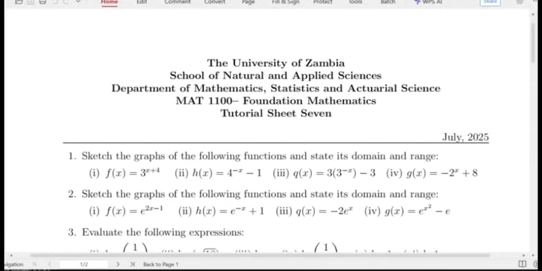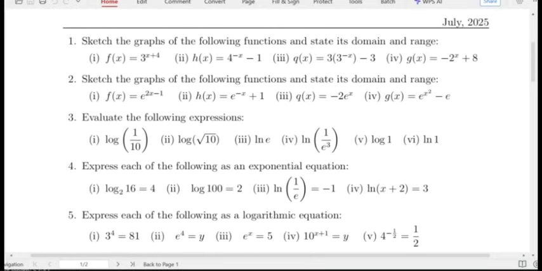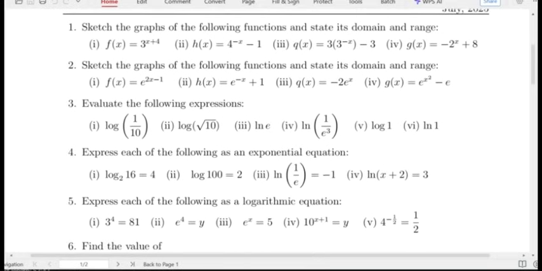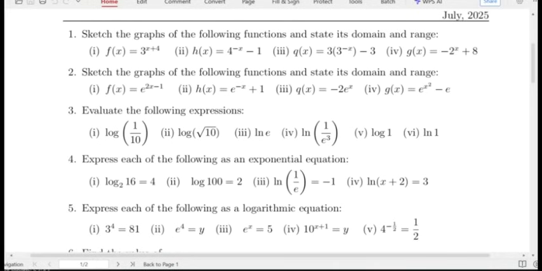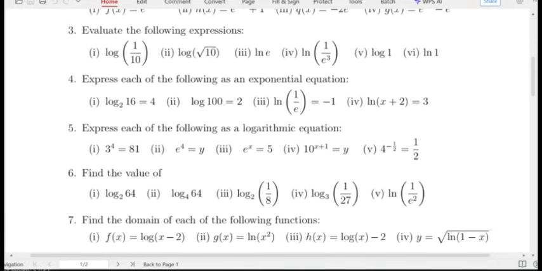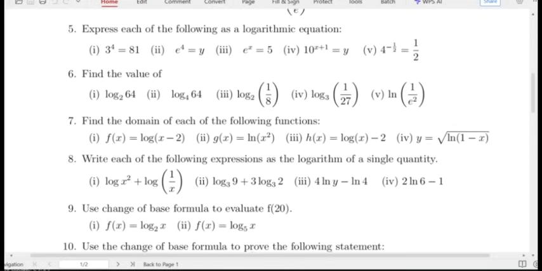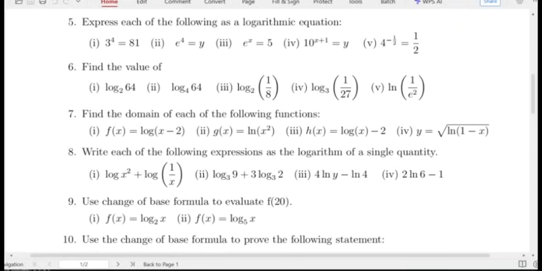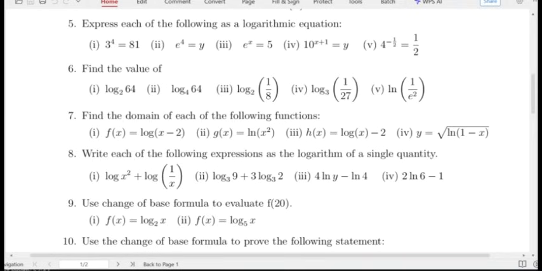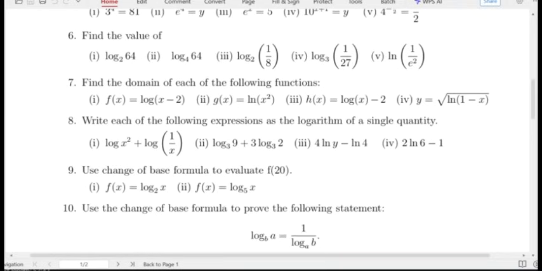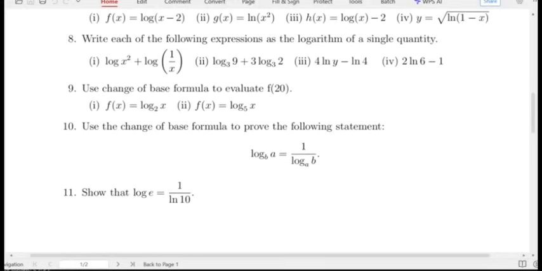In today's tutorial, we are going to look at logarithmic and exponential functions. So in this video, we are going to talk about how to sketch the exponential, how to evaluate the logs, expressing log to exponential, expressing exponential to logs, as well as finding the exact value. We'll go further and also look at how to use the properties of log to express the logarithmic into single quantities. We'll go further and look at the change of the base formulas.